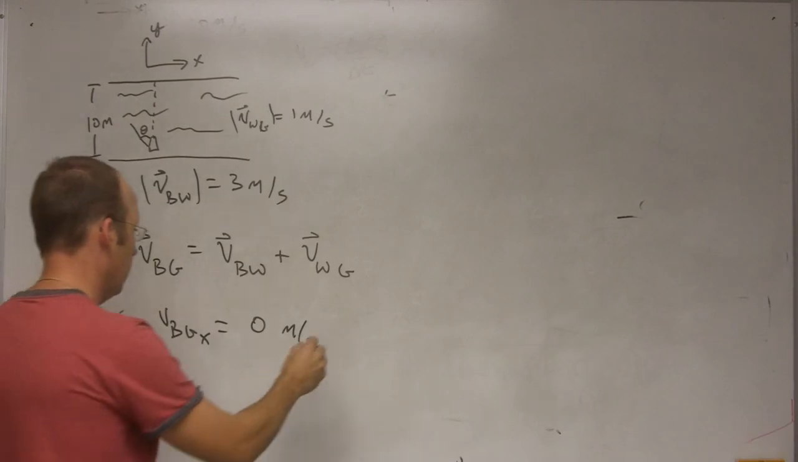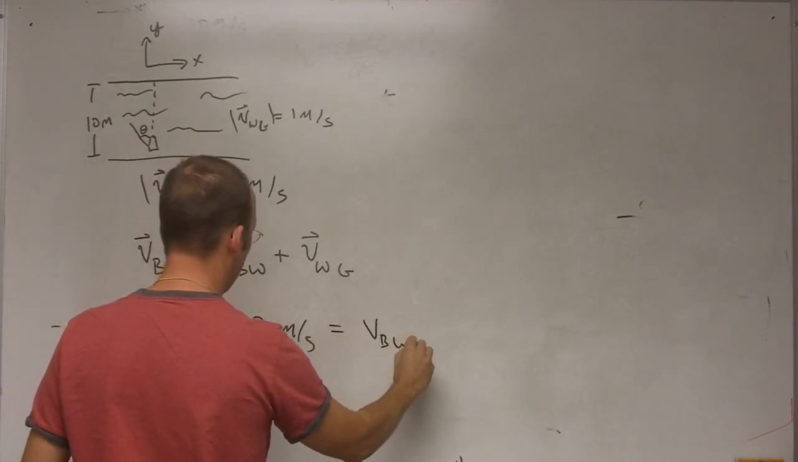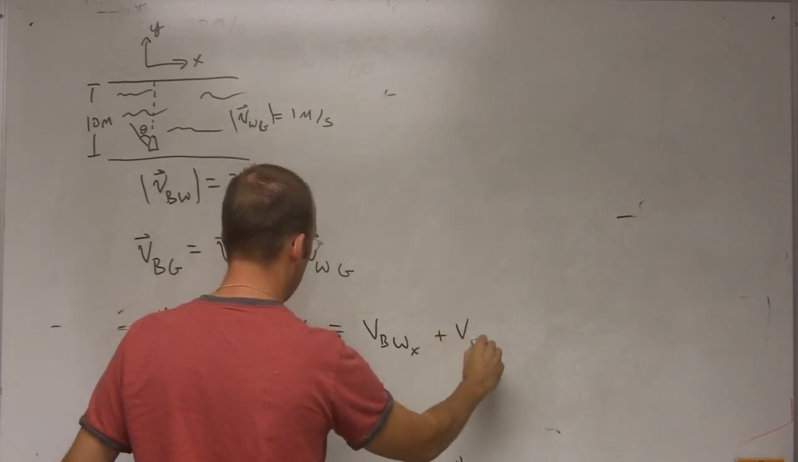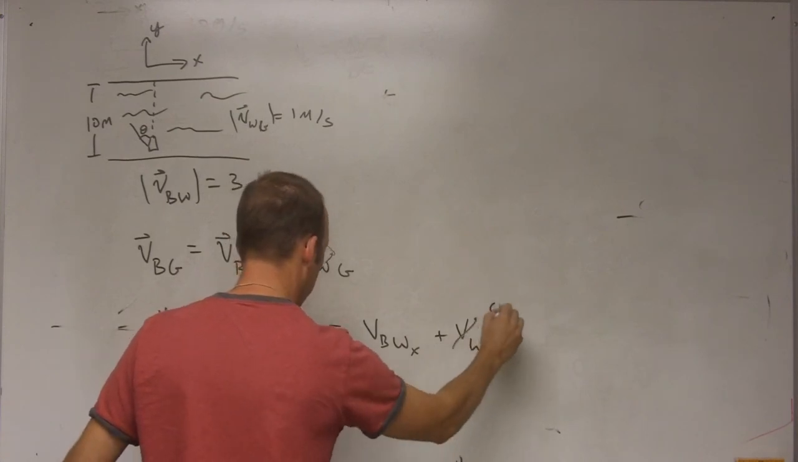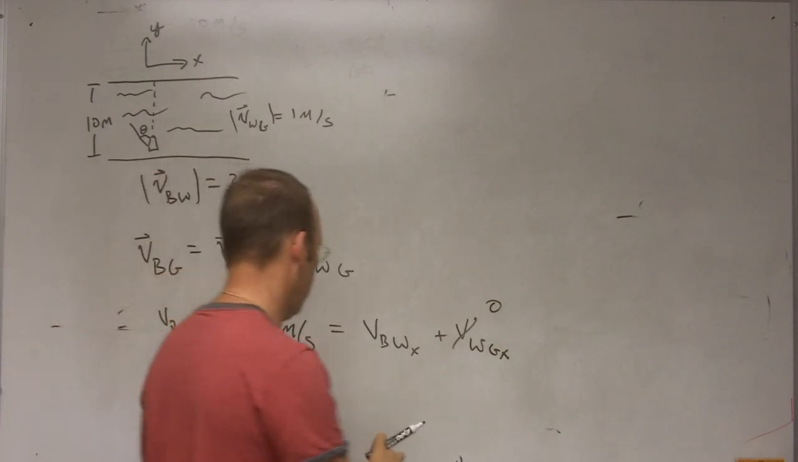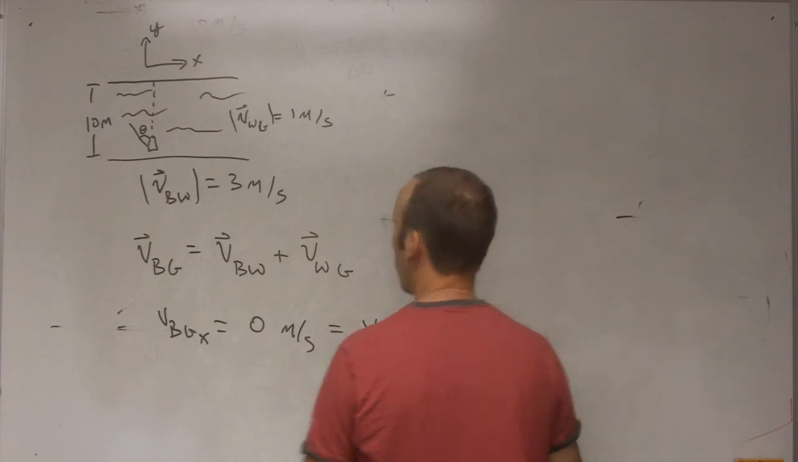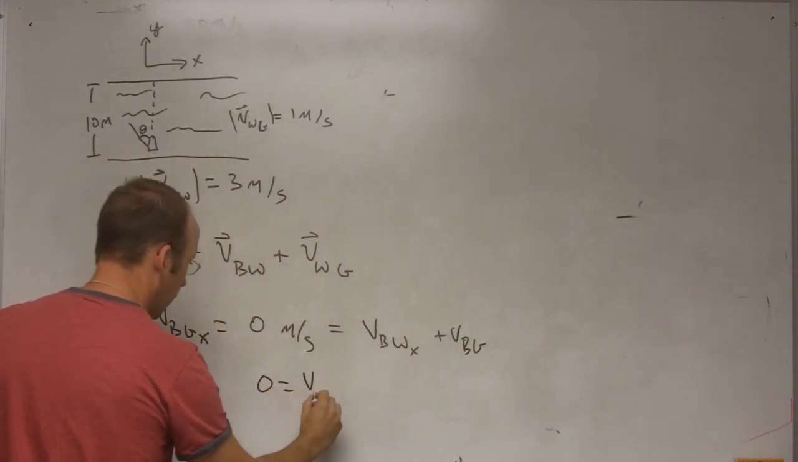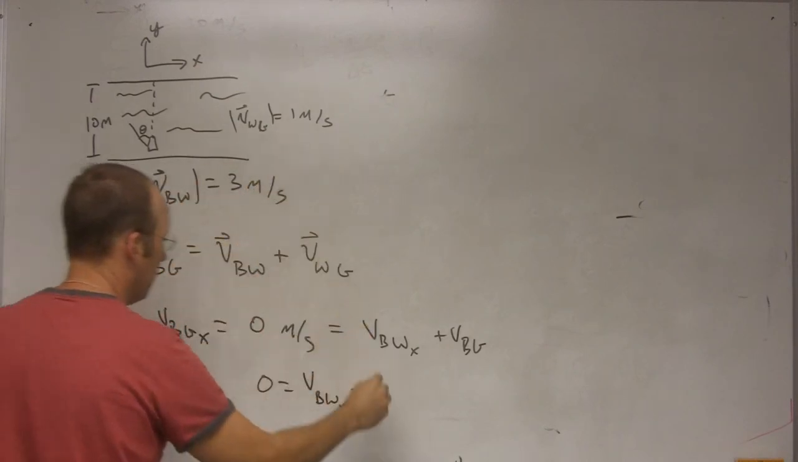So that's going to be the velocity of the boat with respect to the water in the X direction plus the velocity of the water with respect to the ground in the X direction, which is 0, right? Because it's, oh no, I'm sorry, not 0. Okay, so if that's my X direction, then I have 0 equals velocity of the boat with respect to the water in the X direction plus 1 meter per second.